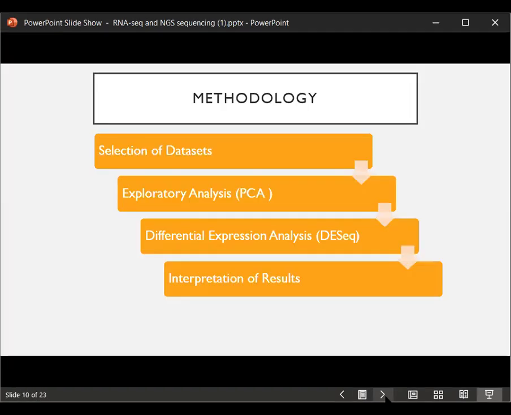Now, the methodology that we performed was, first of all, we selected the data sets. Then we performed the exploratory analysis that I explained in the earlier slides. And then the differential expression analysis was performed. And finally, we interpreted the results using the results that we got in DESeq analysis.